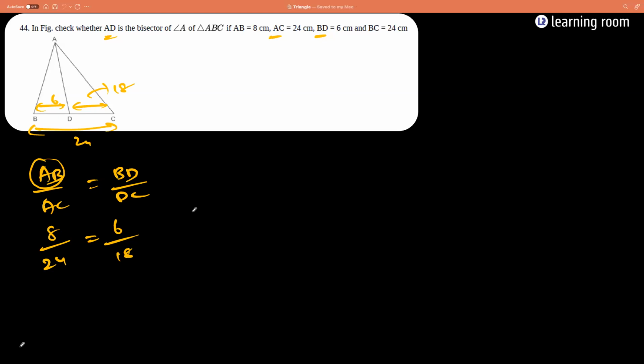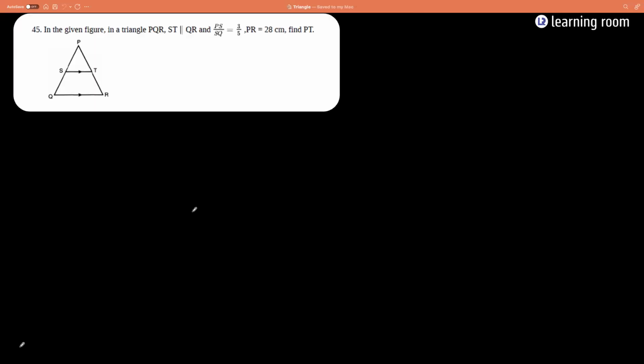It is an angle bisector. Do this. In the given figure, in a triangle PQR, ST is parallel to QR.